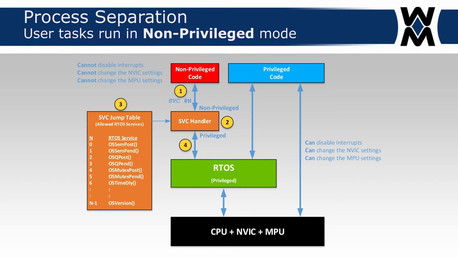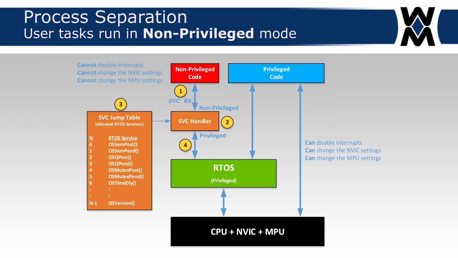So when you're doing process separation, user tasks, like I mentioned, run in non-privileged mode, but to use the RTOS services, the RTOS has to run in privileged mode. There's a mechanism called an SVC handler or trap handler. So all the user tasks actually invoke the RTOS through an indirect mechanism, if you want, that invokes the RTOS through an SVC handler that switches from non-privileged mode to privileged mode.